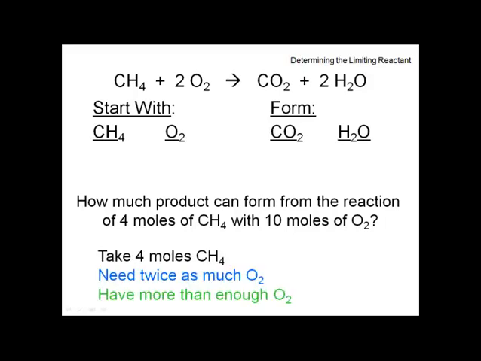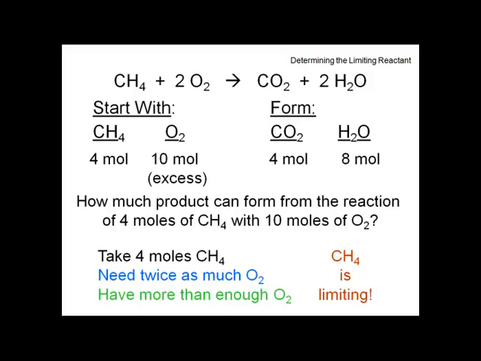In this case, if we take 4 moles of CH4, the balanced equation shows we need twice as much O2, or 8 moles of O2. Since we have 10 moles of O2, we have more than enough O2. O2 is in excess. Therefore, CH4 is the limiting reactant. Basing our calculation on CH4, we find that 4 moles of carbon dioxide and 8 moles of water can form in this reaction. We do not use the 10 moles of O2 in the calculation.